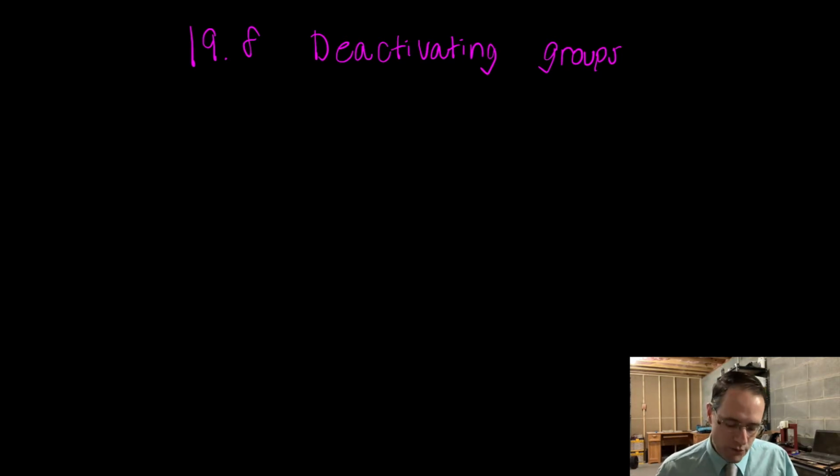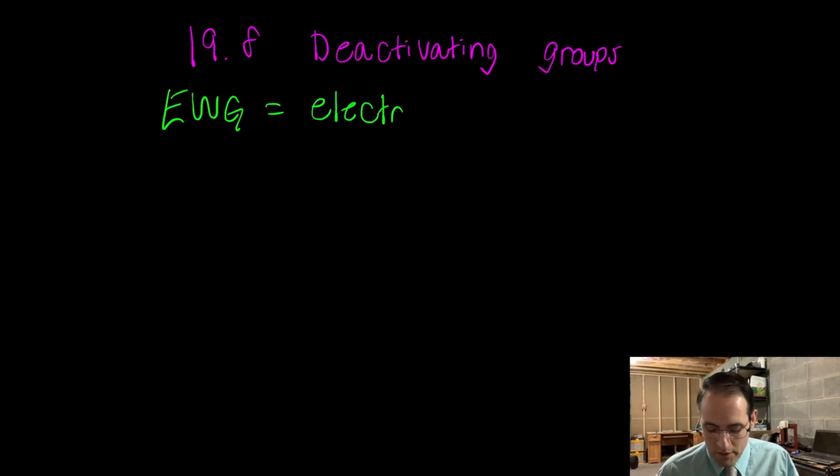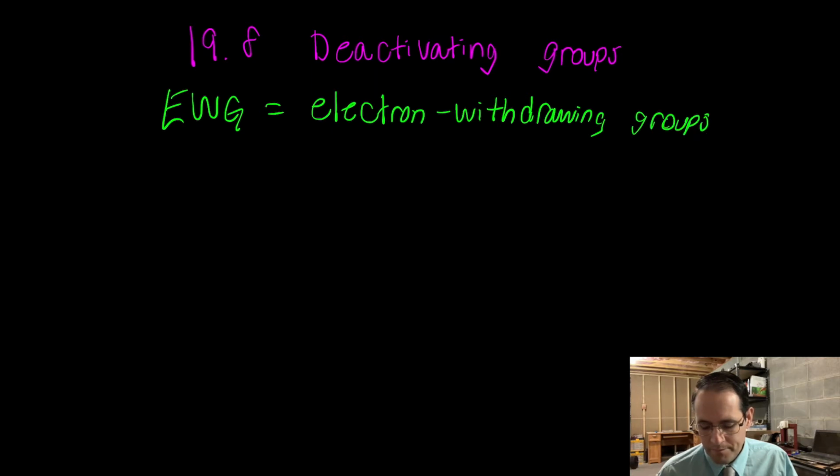Now, deactivating groups are going to be caused by electron withdrawing groups. So I'm abbreviating EWG as electron withdrawing groups. Now, an electron withdrawing group obviously withdraws electrons from the aromatic ring, and it decreases the electron density there in the ring, making it less nucleophilic, and it slows the reaction down relative to benzene.